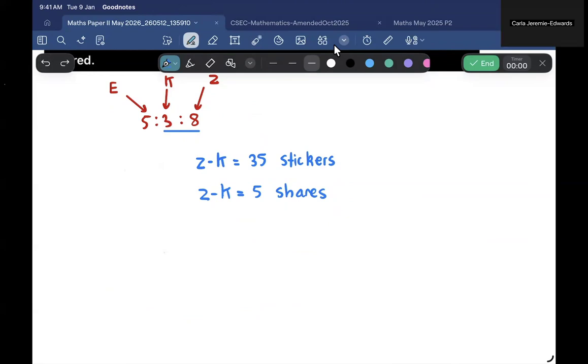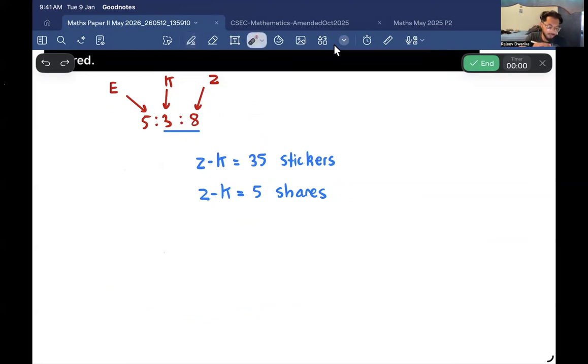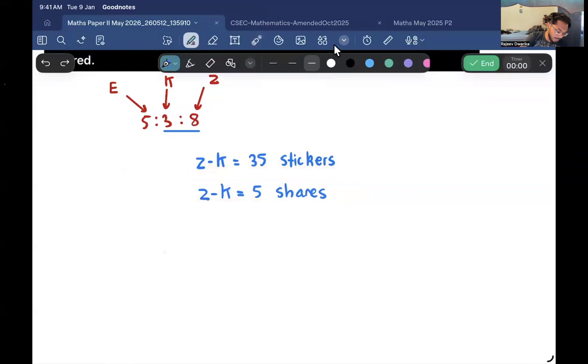So the equation you talk about is the one with the ones in the brackets? Right. So our equation means that 2 things are equal, right? So Z minus K is 35 stickers. And Z minus K is also equal to? It's also equal to 5 shares. So I could say that 5 shares is equal to what? What is 5 shares equal to? Z minus K.